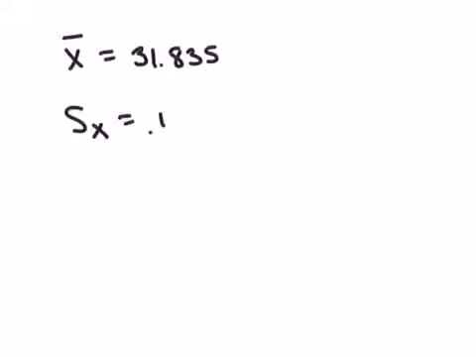Now I put those numbers into list 1, and I pressed stat and moved over to calculate one variable statistics, and it shows me that x bar, which is the average, is 31.835, and the standard deviation of the sample is 0.478. So we're going to use those numbers.